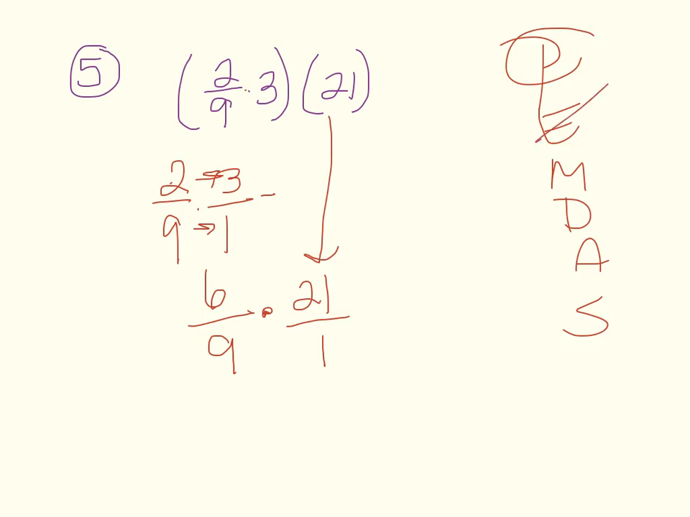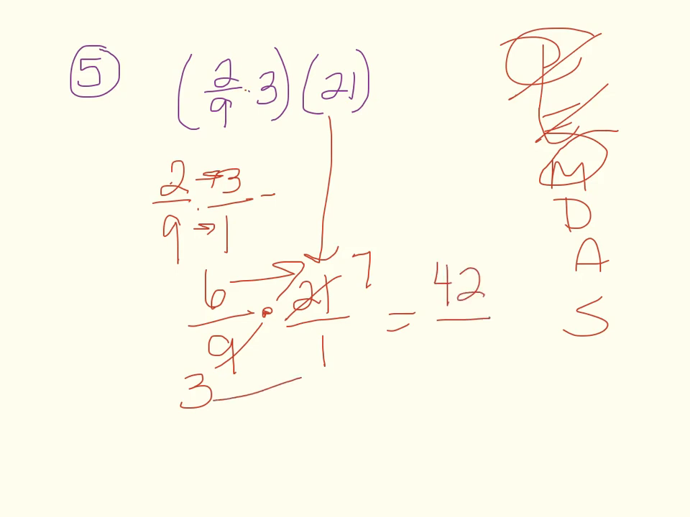There's no exponents. Got rid of the parentheses. So we got multiplication here. All right. Now on this one, I'm going to go ahead and cancel because I have my 9 and my 21 here. So 3 will go into both of them. So I'm going to simplify that. 3 will go into 9 3 times. 3 will go into 21, 7. And now I'm going to multiply straight across. 6 times 7 is 42. 3 times 1 is 3. And then 42 divided by 3 is 14.